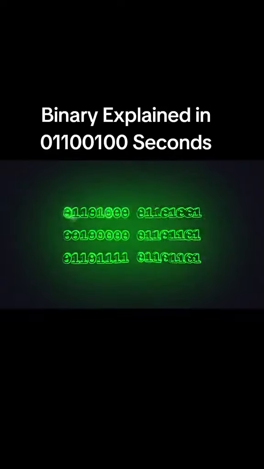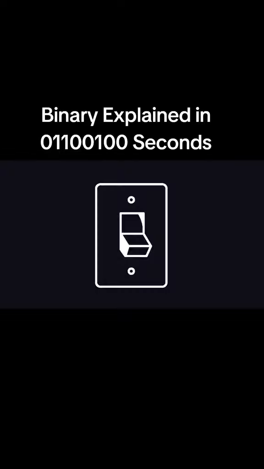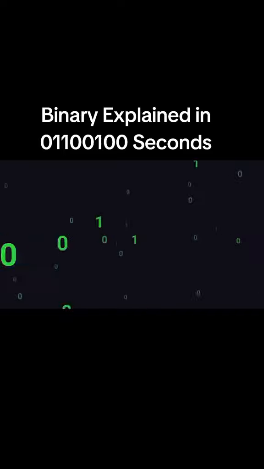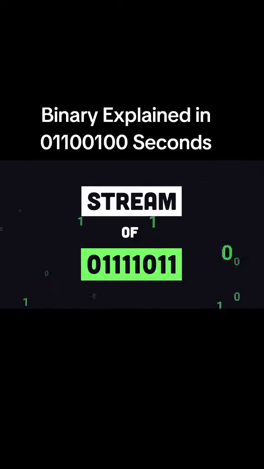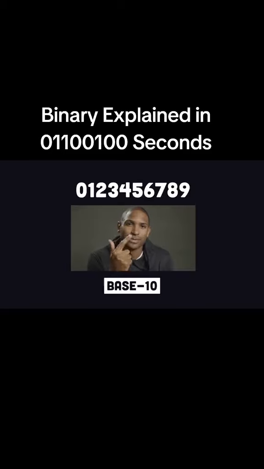Binary, a numbering system where all possible values are represented by two symbols, like on-off, true-false, or 1 and 0. Computers handle all data as a stream of binary numbers, because from a hardware perspective, it's much easier to represent two values with a transistor as opposed to 10 values with that system they taught you in school.